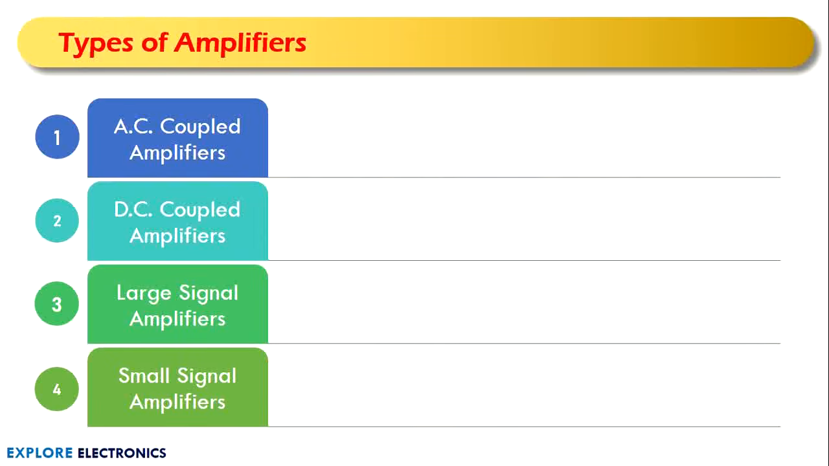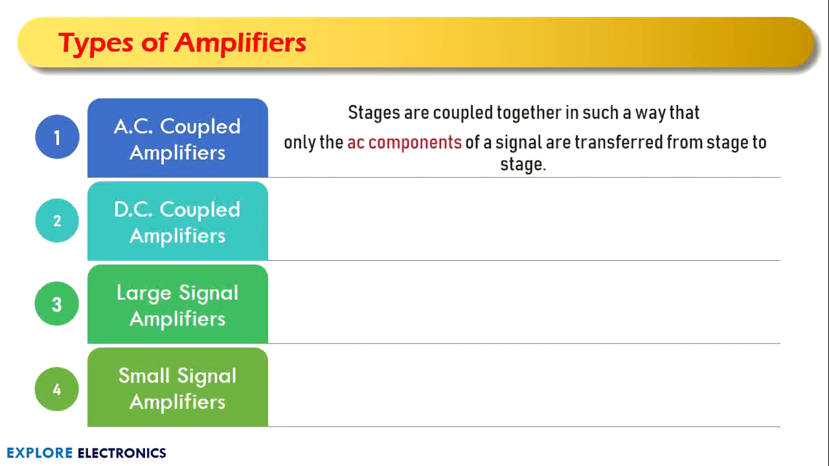So next we have types of amplifiers. We need to understand the different types of amplifier circuits available. One is AC coupled amplifiers. Here we need to understand the coupling. What does coupled amplifier mean? Coupled amplifier in the sense we are going to use 2 or 3 or 4 stages of amplifiers connected together one after the other. So in this particular type, AC coupled means only the AC component of the signal is going to be transferred from one stage to the next stage. Such amplifiers are called AC coupled amplifiers.